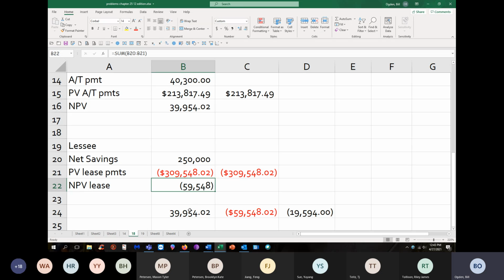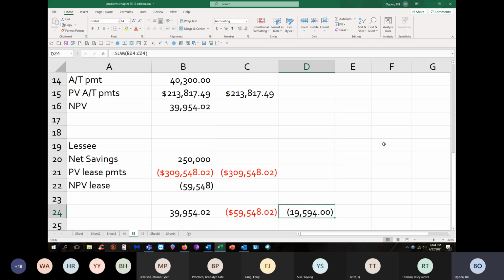It says, what's the net gain from the lease? Well, the lessor gained $39,594. The lessee lost or is worse off by $59,548 by leasing, giving us a net of negative $19,594. Okay, why didn't I ask you to do this? That wasn't terribly difficult, was it?